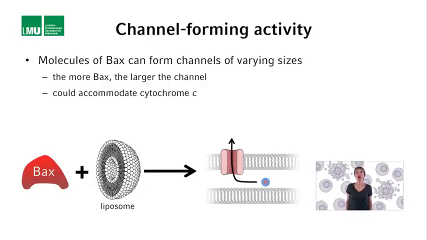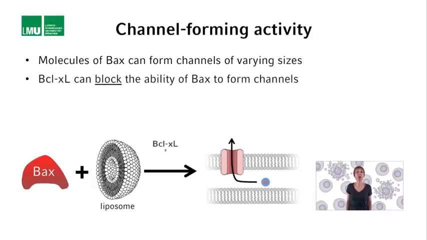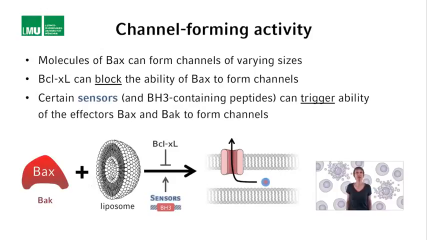Additional studies with the guardian BCL-XL suggested that BCL-XL can block the ability of BAX to form channels and therefore to permeabilize membranes. And finally, it was found that the ability of BAX or BAK, the other effector, to form channels in liposomes could be triggered or activated by certain sensors such as BID and even peptides that covered the BH3 domain of these sensors.